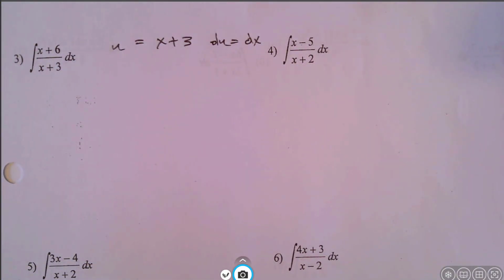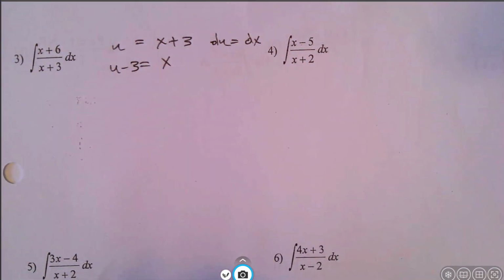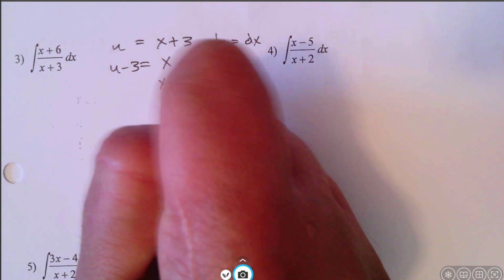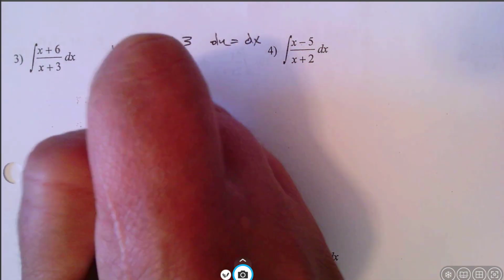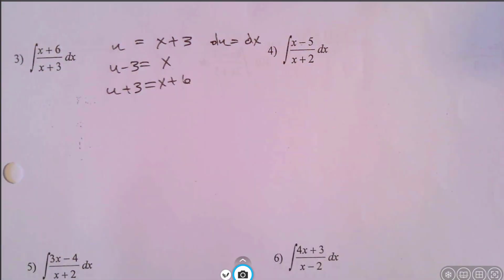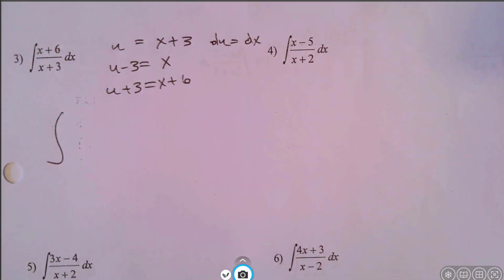This x plus 3 is going to get replaced with u. But then we still have x plus 6. And we want everything to change from x's into u's. And so how can we rewrite x plus 6 in terms of u? We can take this equation and solve it for x. And we would have x is equal to u minus 3. And now I've got the x by itself, but I don't want just x, I want x plus 6. So if I add 6 to the right side here, then I can add 6 to the left side here, so I'm going to have u plus 3 is equal to x plus 6.